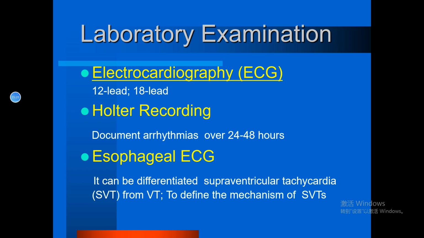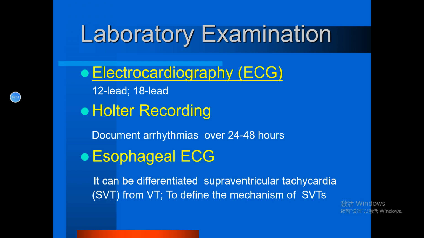Okay, which laboratory examinations should we do? The first one, the routine ECG, is important. It's the most used examination for patients with arrhythmia. Sometimes we should do an 18-lead ECG for a patient, like when we try to diagnose a myocardial infarction, maybe of the right side, right? So sometimes we have a posterior wall myocardial infarction. We should do the 18-lead ECG for those patients.